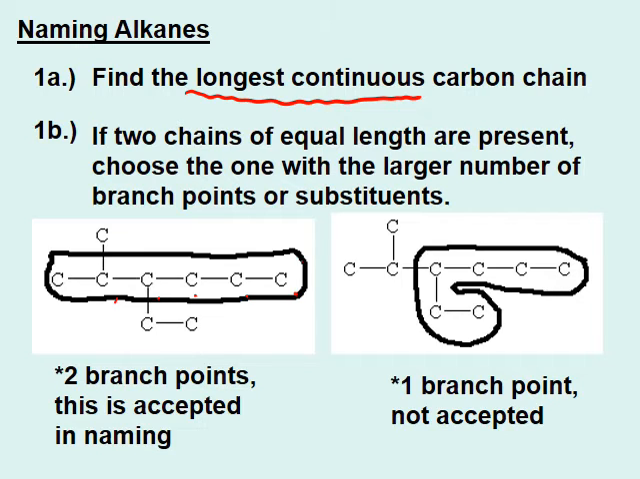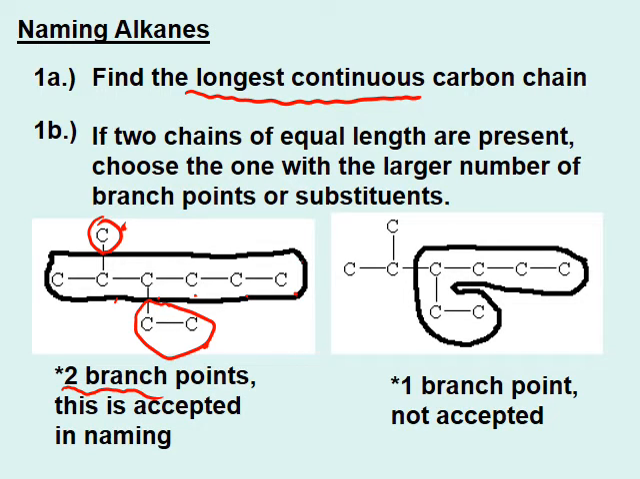Now, once you identify the longest chain, whatever is attached to the longest chain other than hydrogen would make branch points. So this is the methyl group and this is an ethyl group. There are two branches. So in this particular compound, the way we have identified the longest chain, it has two branch points.